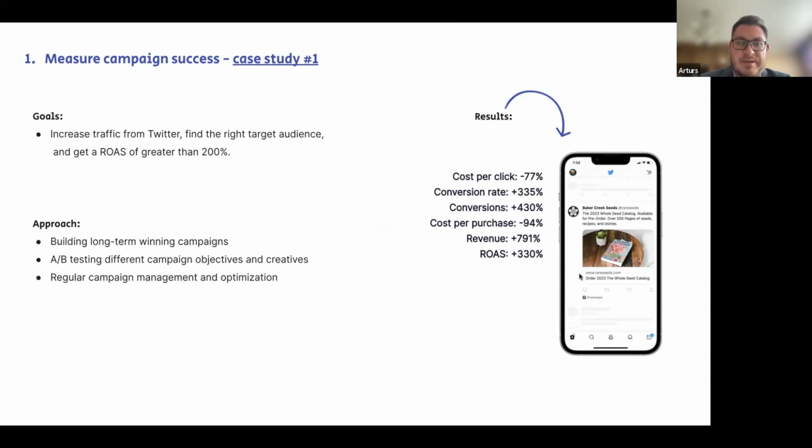We did many A/B tests. We defined objectives and creatives that get not only clicks or engagement, but revenue and conversions too. And now we run these campaigns regularly based on ROI. Now it's not 300, but it's still high. Month by month, we try to find new audiences from Twitter, based on this roadmap.